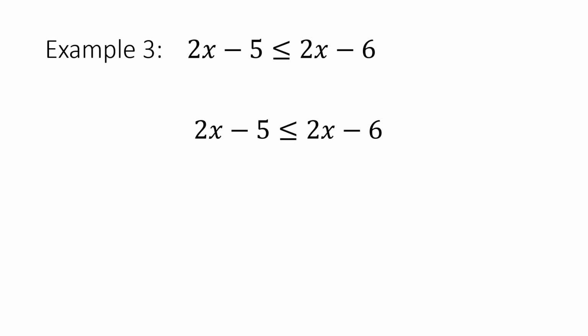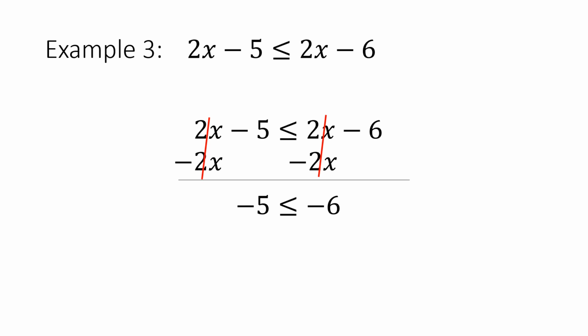All right, let's look at example 3. The last example, we have 2x minus 5 is less than or equal to 2x minus 6. So I'm moving my variable first, and it's a positive 2x, so I'm going to subtract 2x on both sides. Once again, my variables are going to cancel, and I'm left with -5 is less than or equal to -6. This is not true, and because it's not true, my answer is actually going to be no solution.